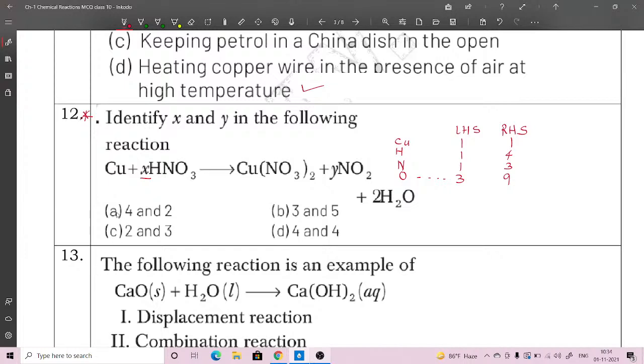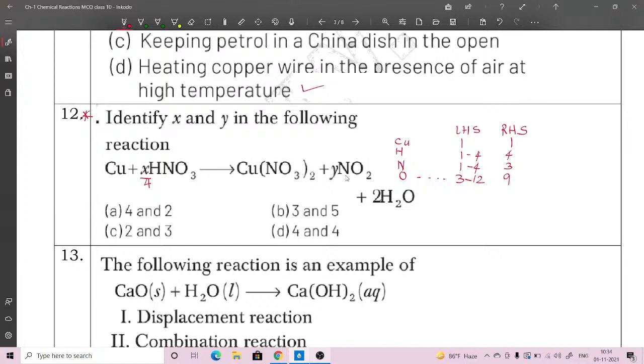Let us try with option A. We have 4 and 2. Suppose I take X as 4. That is, here if I put 4, let us check whether it is correct. So 4 means hydrogen becomes 4, nitrogen becomes 4, and oxygen becomes 4 threes are 12. So we have 12 oxygen.